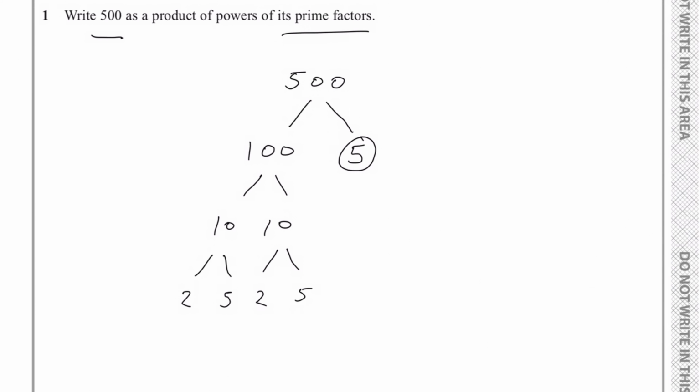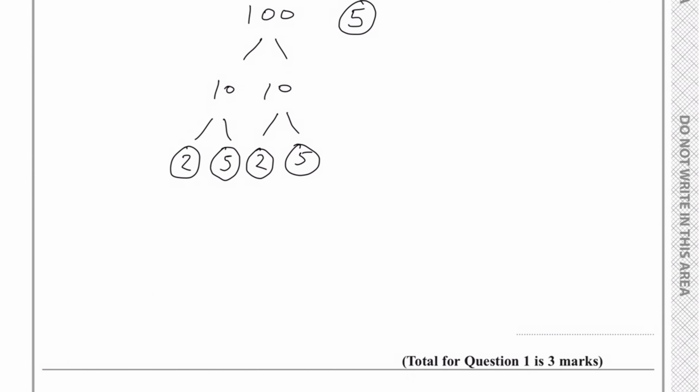At this point we can't break 2 down any further, and the same with 5, so we're going to circle them all. Now that our tree diagram has come to an end, we're going to summarize all of our circled numbers. You can see we have 2 lots of 2, so we can write 2 to the power of 2, and we have 3 lots of 5, so we're going to write 5 to the power of 3. This is our final answer, guys, because we've written 500 as a product of powers of its prime factors.